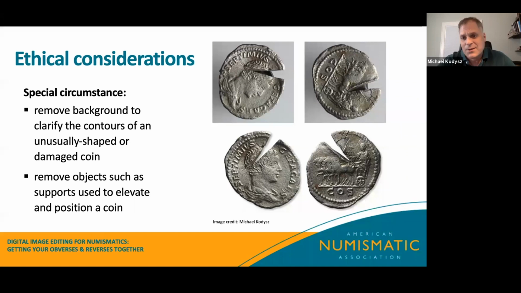Some other circumstances in which it would be acceptable to retouch a coin image: removing a background is one way to clarify the contours of a coin, especially one that's unusually shaped or damaged like this one. This coin has a gigantic cut through it, and in order to photograph it, it was placed on a support. You can see the support underneath the cut, and it's really just impossible to photograph this without showing some of that support.